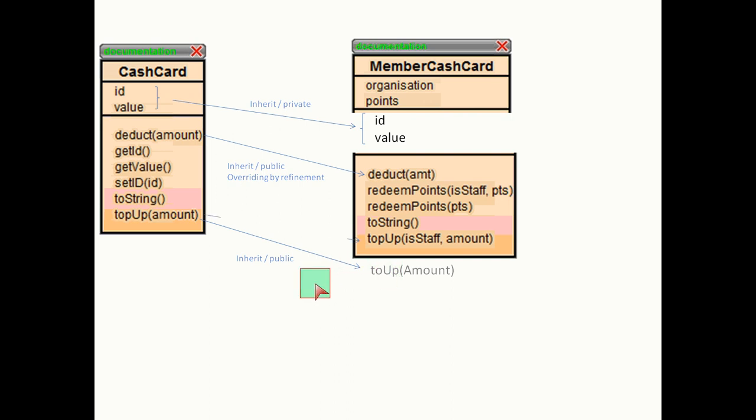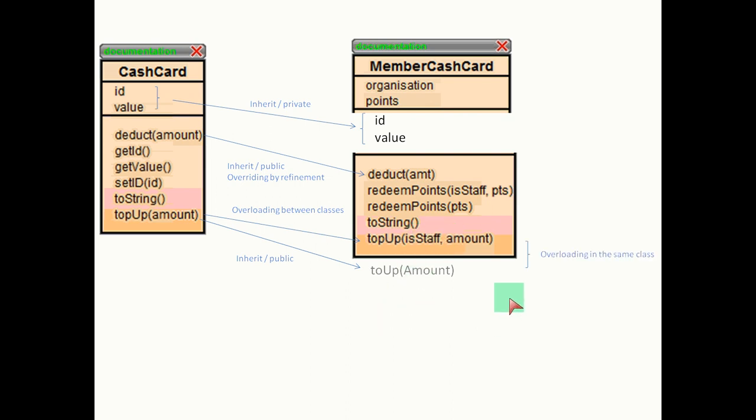But now you notice that in fact there's another top up here. This top up has the same name, but has different argument structures than the superclass. It has e-staff and amount. So this is a case of overloading between classes because the signature is different. Okay, and this overloading method is only available in the subclass.